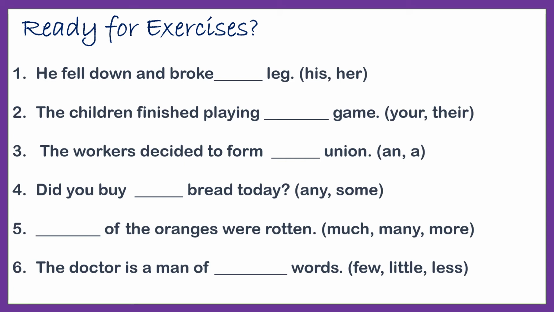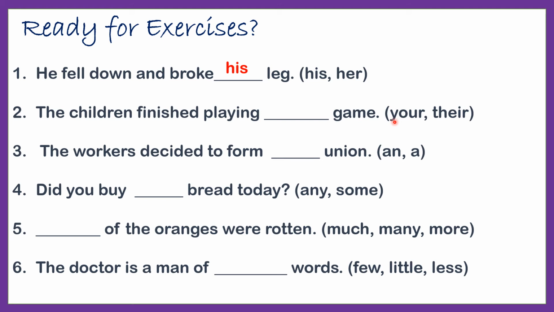Moving on to our first question. He fell down and broke dash leg. His and her. Two choices. And if we look at the noun, it is leg. Now by looking at this noun alone, we cannot answer this. So for the context, let us read the sentence again. He fell down and broke. So as he fell down, the determiner should be related to he. So what will be the answer? His leg.